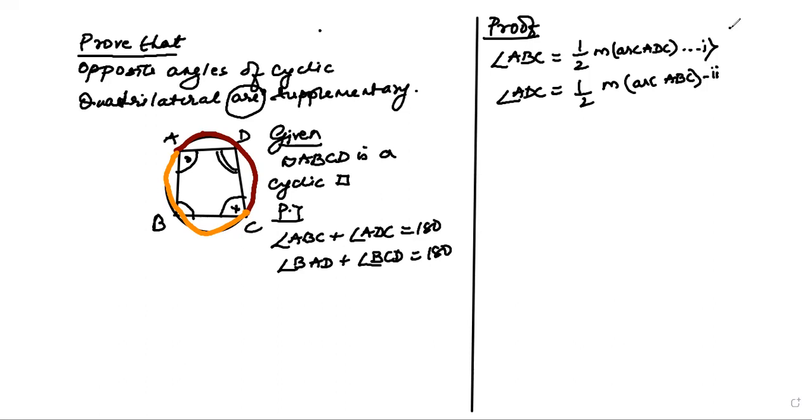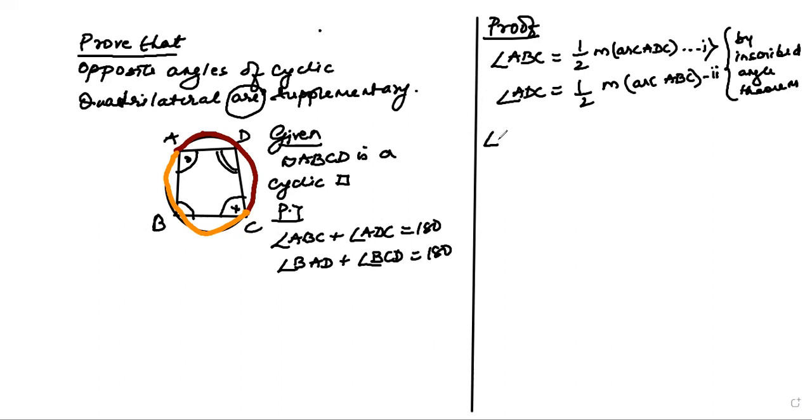For both of them, the reason is the same, children: by the inscribed angle theorem, because both are inscribed angles. So naturally, I have to use the inscribed angle theorem to get it. Now, I want ABC plus ADC. Add them and show 180. So I'll add 1 and 2.